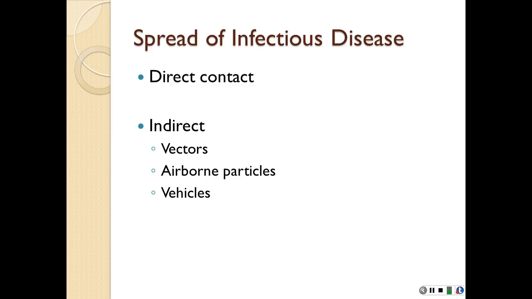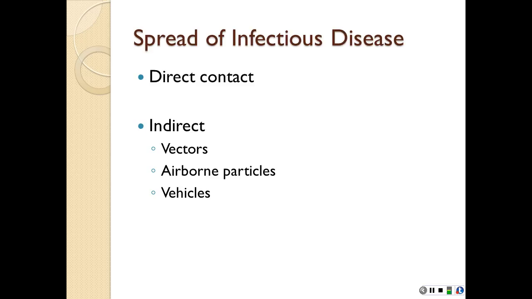So infectious agents can be transmitted to humans. They can be transmitted directly through infected humans or animals, or they can be transferred indirectly through objects or vectors. A vector is an insect or animal that carries the infectious agent from person to person. For example, a mosquito is a vector for malaria.